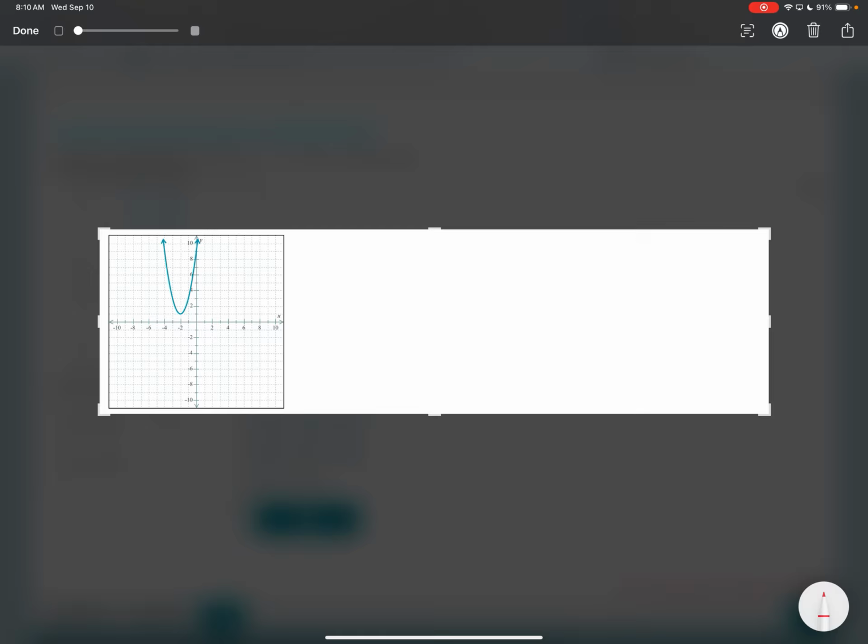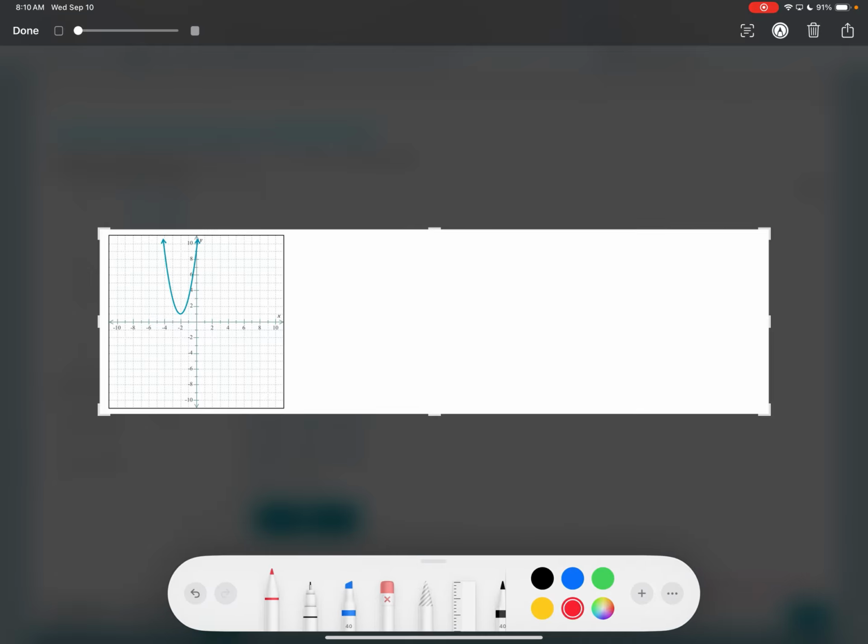Okay. On this graph, let's talk about a quadratic graph. A quadratic graph is a parabola. This point right here where it changes direction is called the vertex. So that point is the vertex. It is at (-2, 1), where it changes direction.